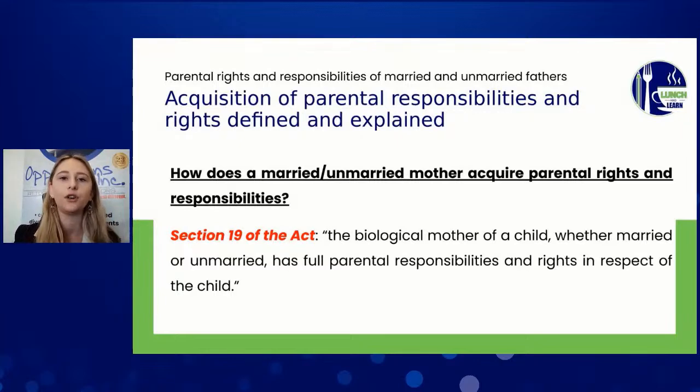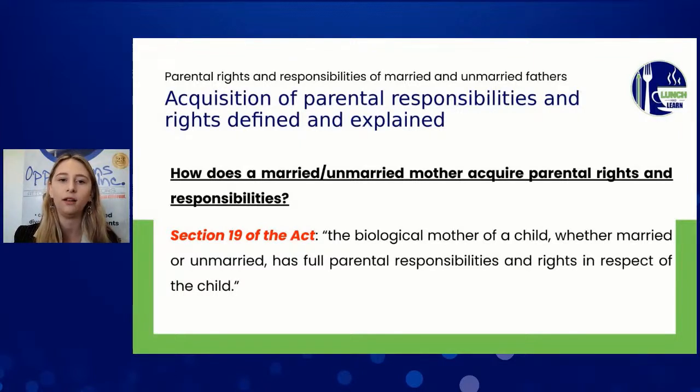So we will now just look at how certain persons acquire parental rights and responsibilities. So how does a married or unmarried mother acquire parental rights and responsibilities? So Section 19 of the Children's Act becomes applicable here, and it states that the biological mother of a child, whether married or unmarried, has full parental rights and responsibilities in respect of the child. What does this mean? Well, it means that the mother of the child, irrespective of her marital status, will automatically acquire full parental rights and responsibilities.